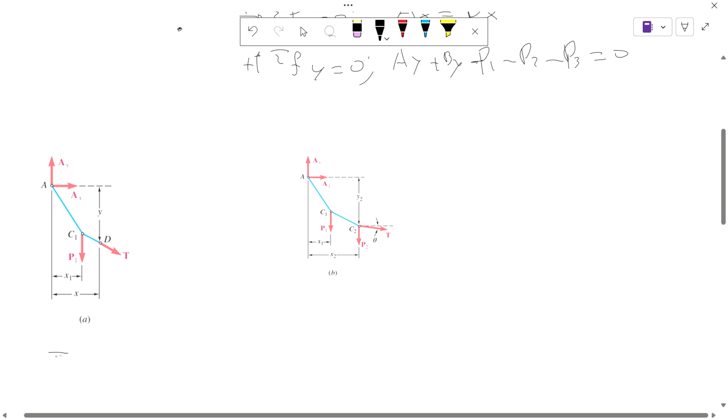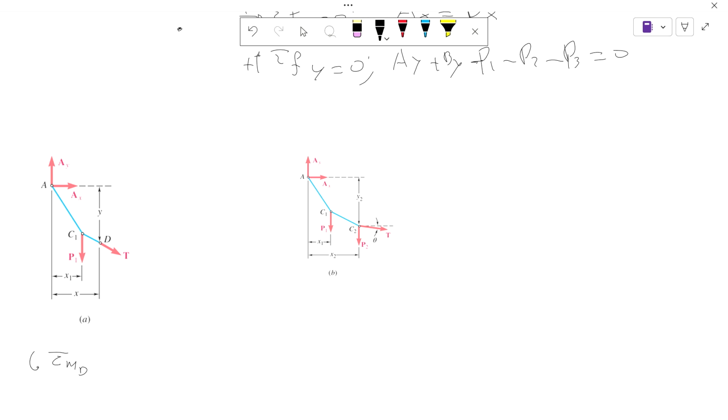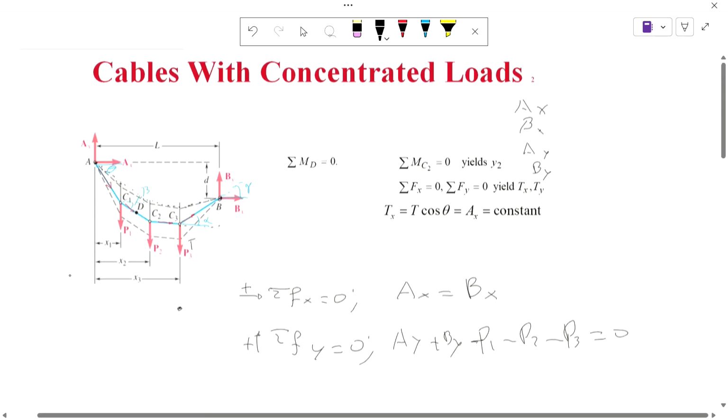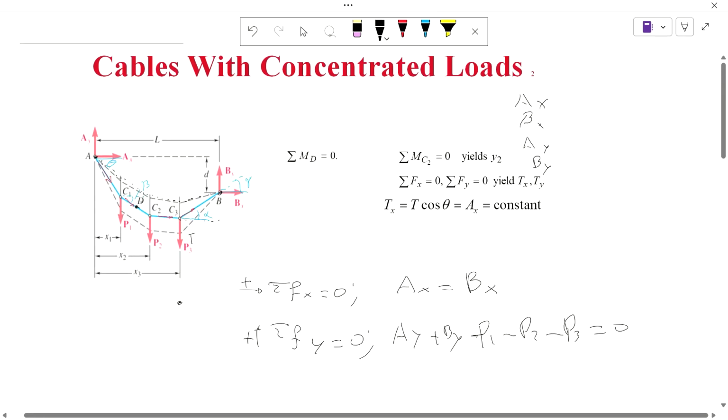We can do both. We need to do both. Summation at point D, counterclockwise is positive. This is equal to 0. So we have this distance y and this distance x. In case they're asking for distance y, this is how you do it.